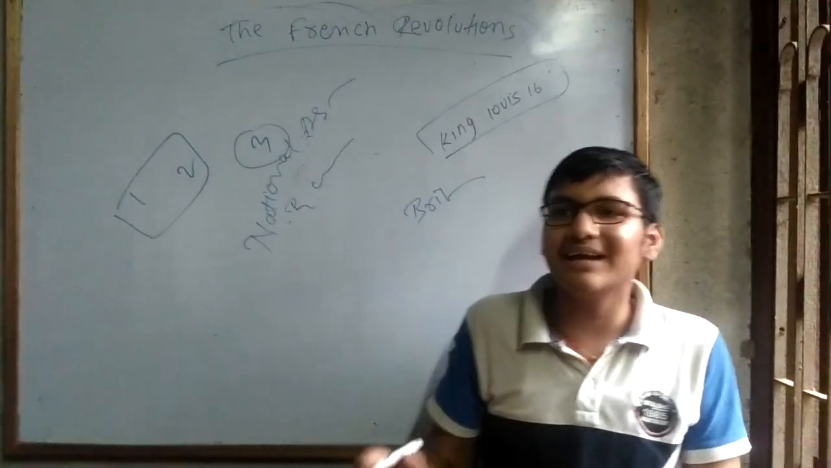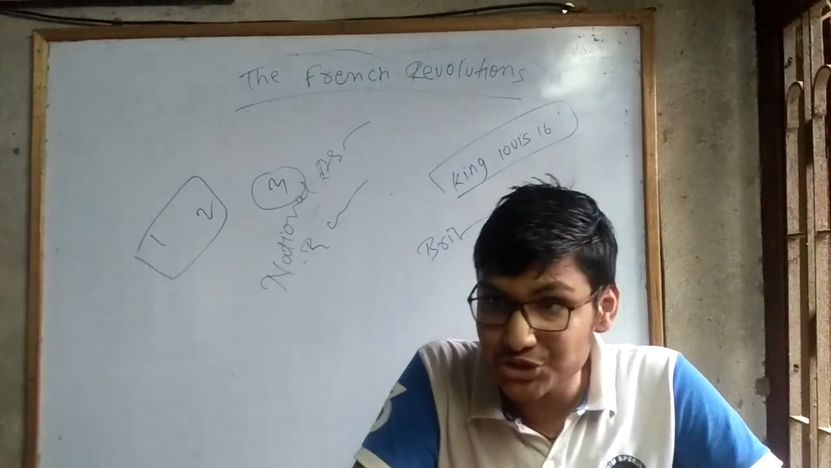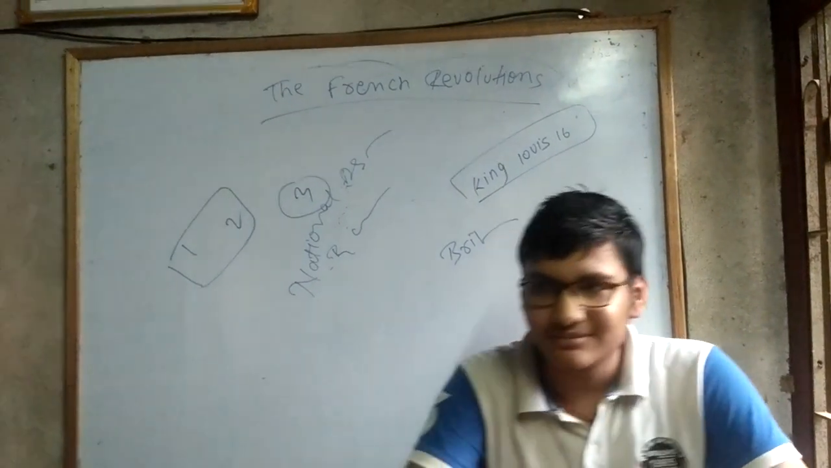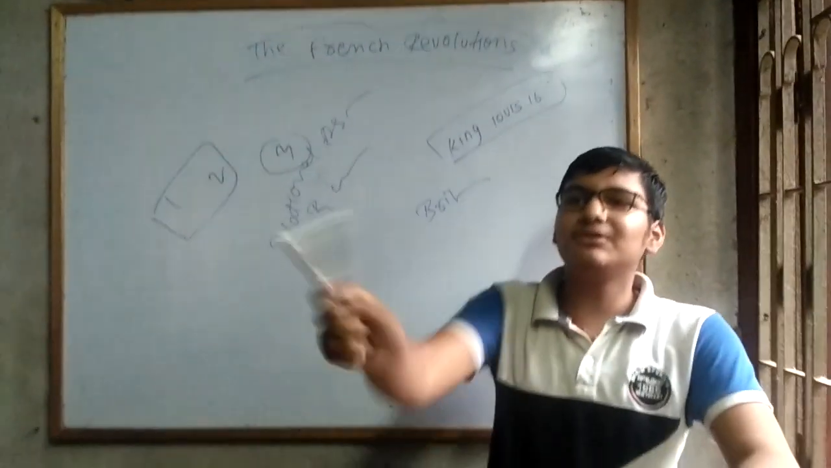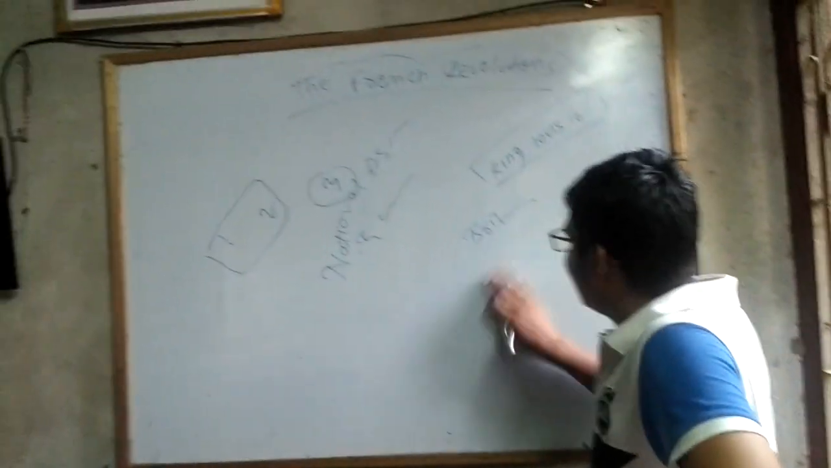Suppose I am standing here and I give a decision, and if this boy opposes me and says he will not follow it, then I will guillotine him. Actually, the guillotine was a device like this.